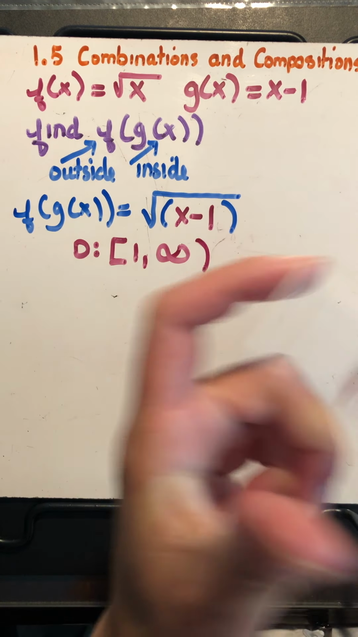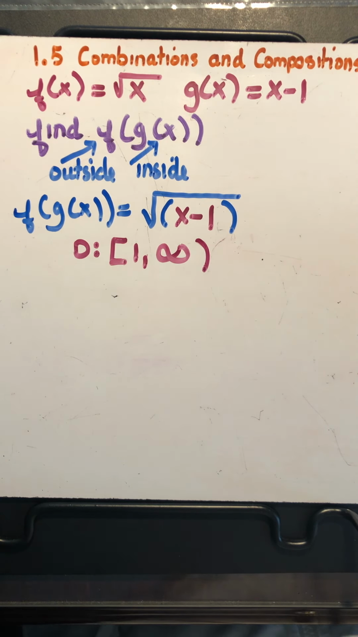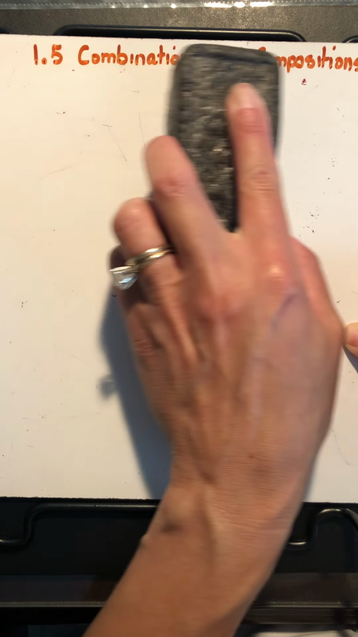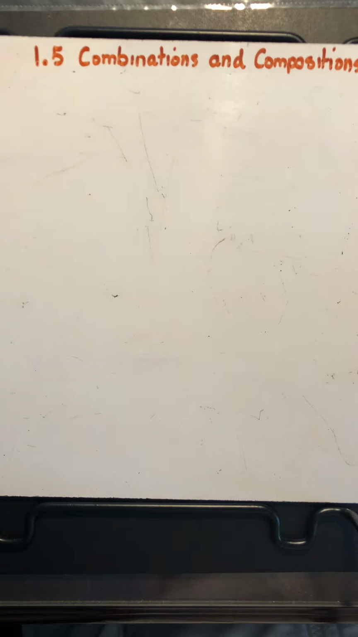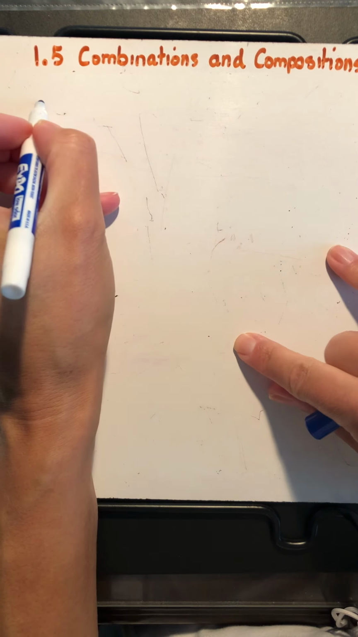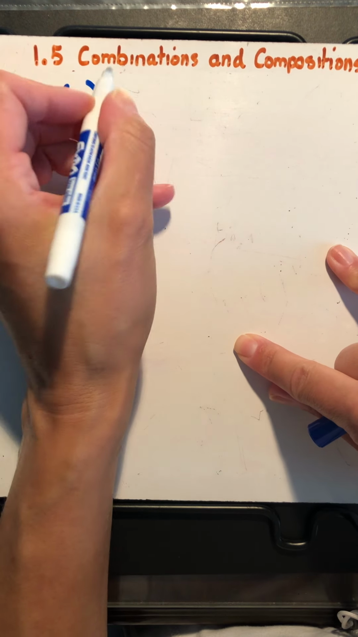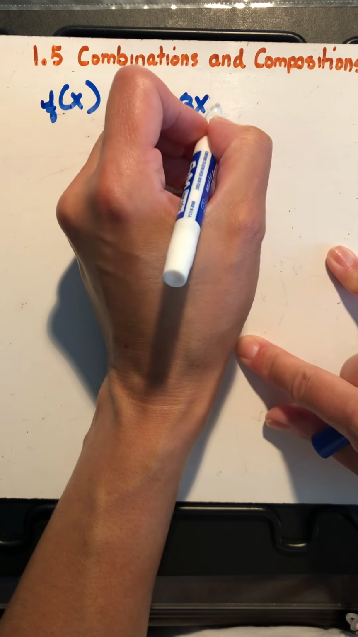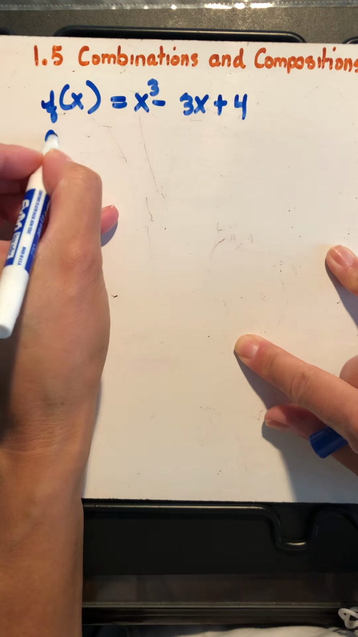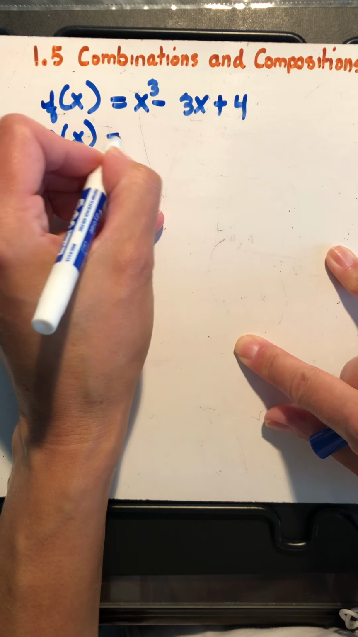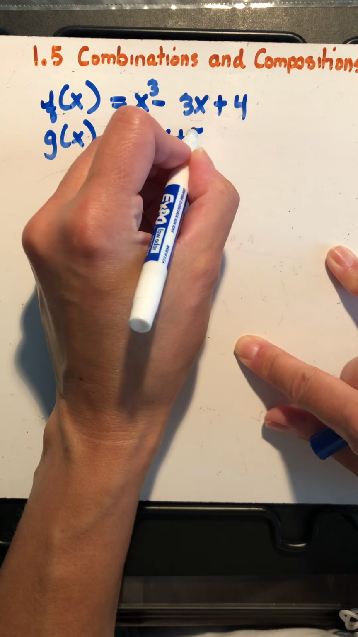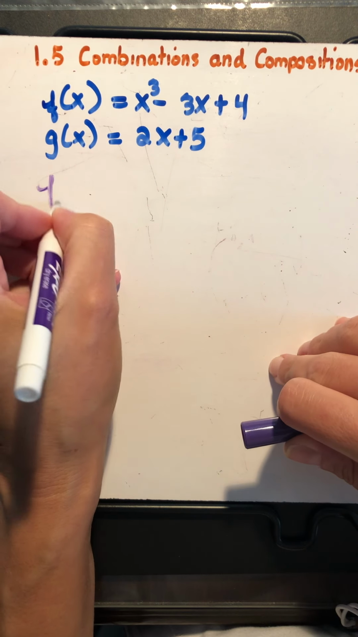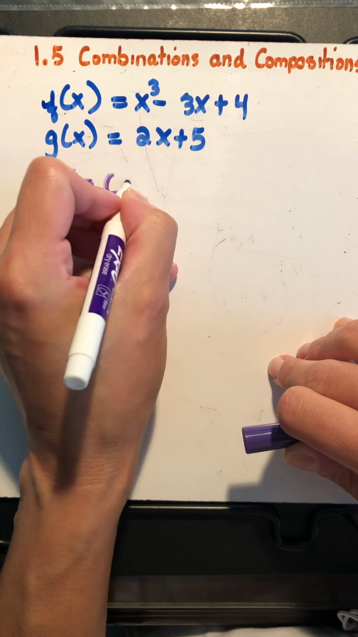Okay, let's try another example. Hopefully that made sense. In this example, we are given that f of x equals x cubed minus 3x plus 4, and we are given that g of x is equal to 2x plus 5, and we want to find f of g of x.